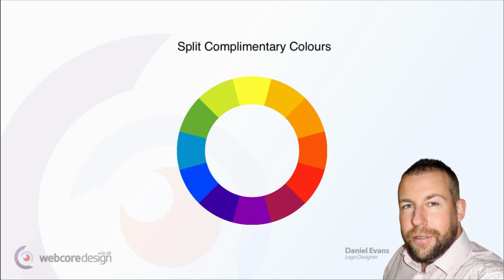Instead of the opposite colour, the two colours neighbouring the opposite colour are used instead. As an example, we could select purple and have light green and a light orange as our split complementary colours, because those two colours, light green and orange, are both neighbouring the yellow.